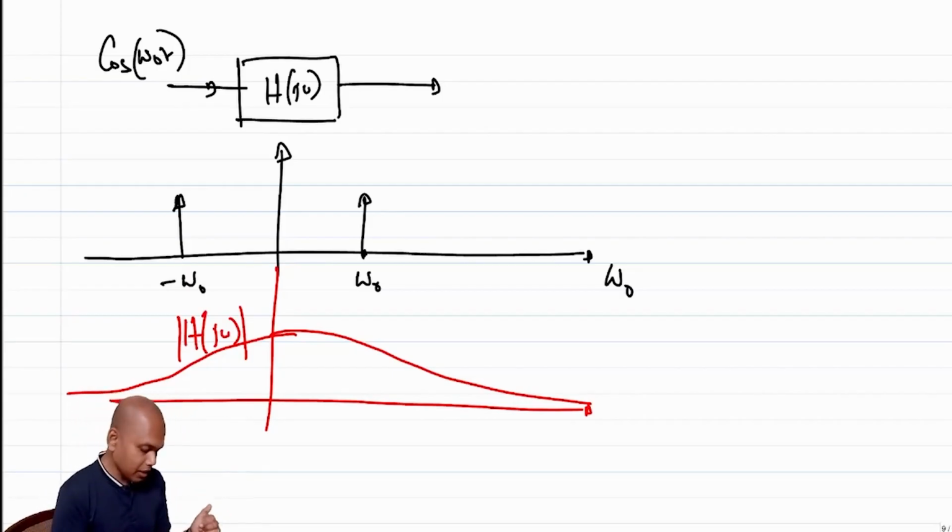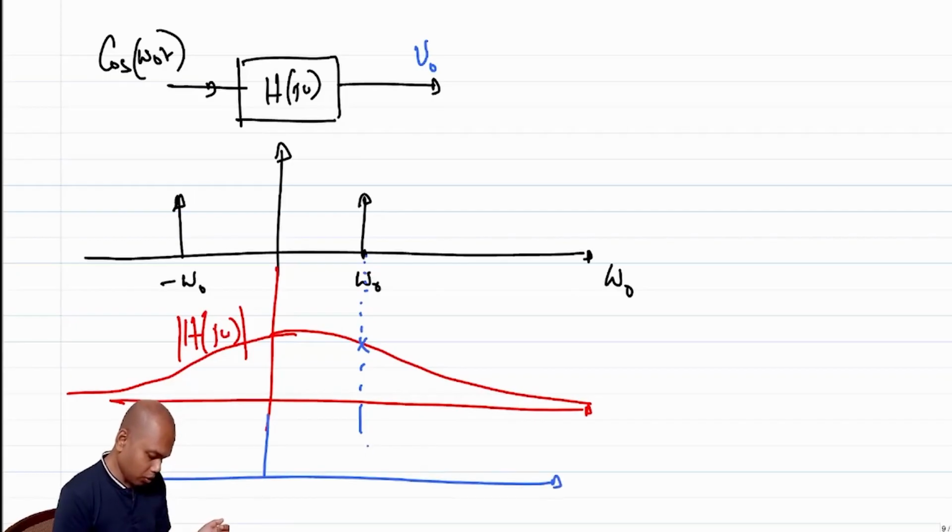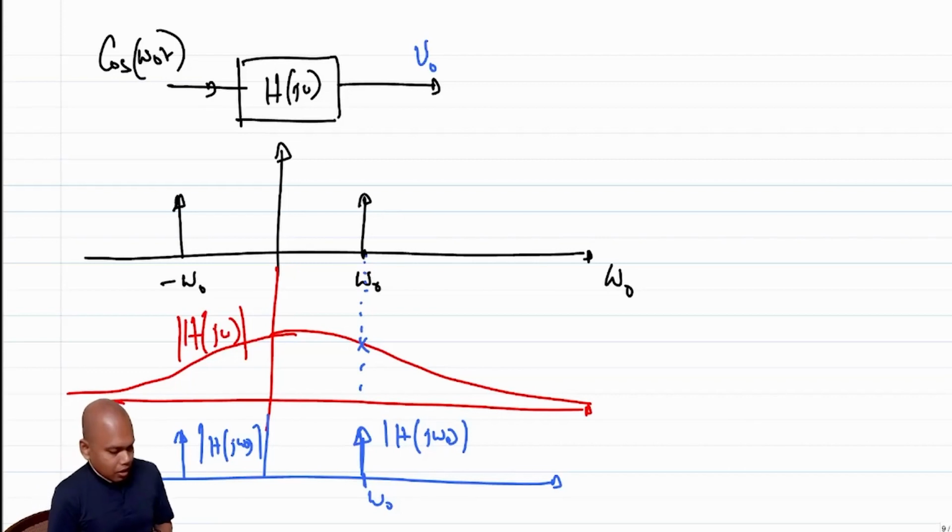The output will essentially be, I will just align these two plots. So this is B naught. I'll just align these two plots and find out whatever is the value at this point, right? And the output will be again a tone at omega naught, scaled by mod of H of j omega naught.